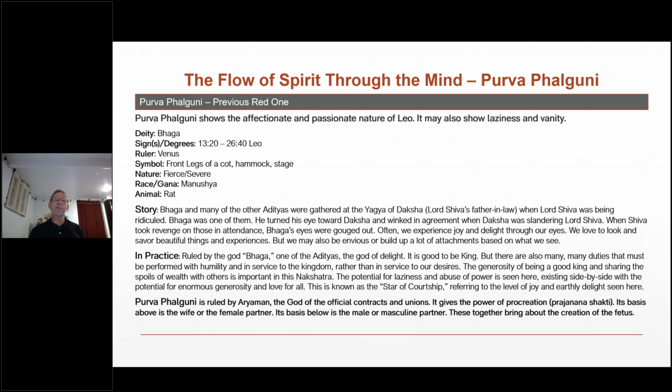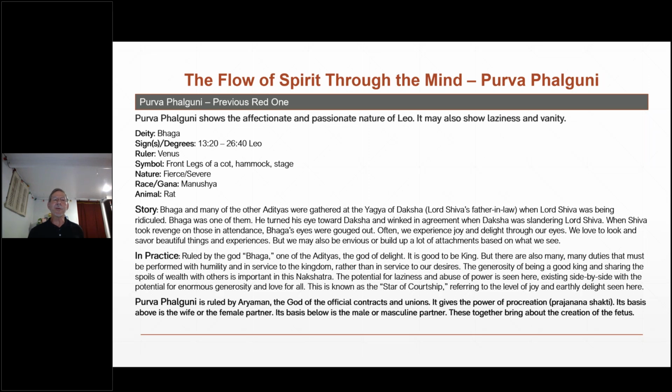And the symbol is the front legs of a cot, a hammock, or a stage. You can kind of think of it as the cat in the hammock, because here you are, that's the lion, and they're expressing the love. This is all about where you're courting the members of the kingdom to fall in love with the kingdom.